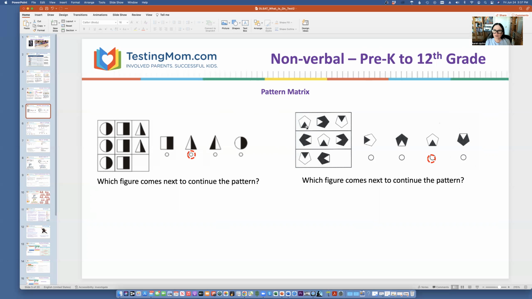And in this one, what's happening is the outer shape is rotating clockwise 90 degrees across the 9 boxes. So we know that the figure, if it rotates 90 degrees, it's going to be pointing up, and it changes the color switch each time. So this is going to be our answer right there.